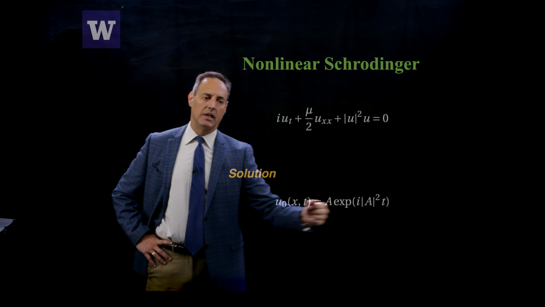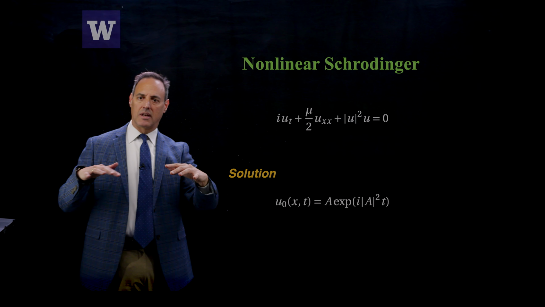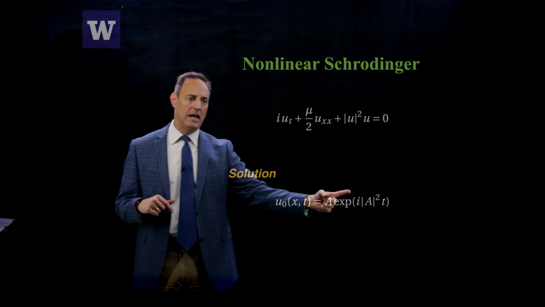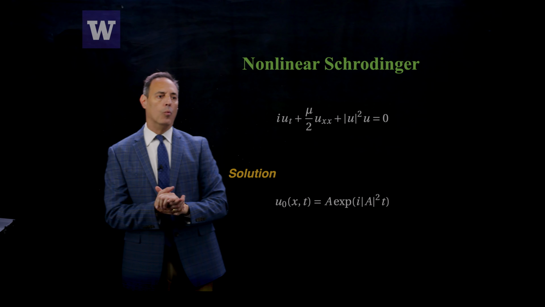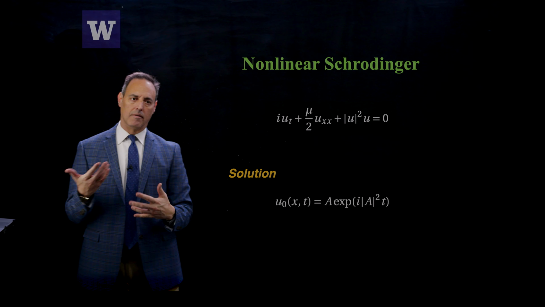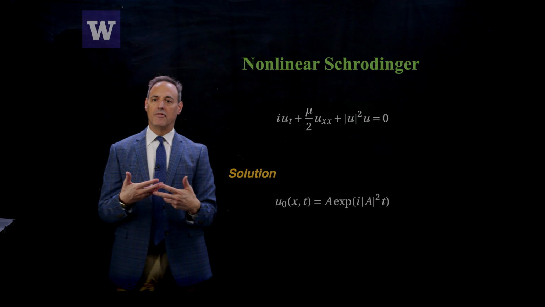mod A squared t. So if you look at just the absolute value of this thing, it looks like a constant amplitude solution, but the phase itself is winding up in a nonlinear way depending upon what the amplitude A of this solution is. So the question is, what's the stability of this plane wave?